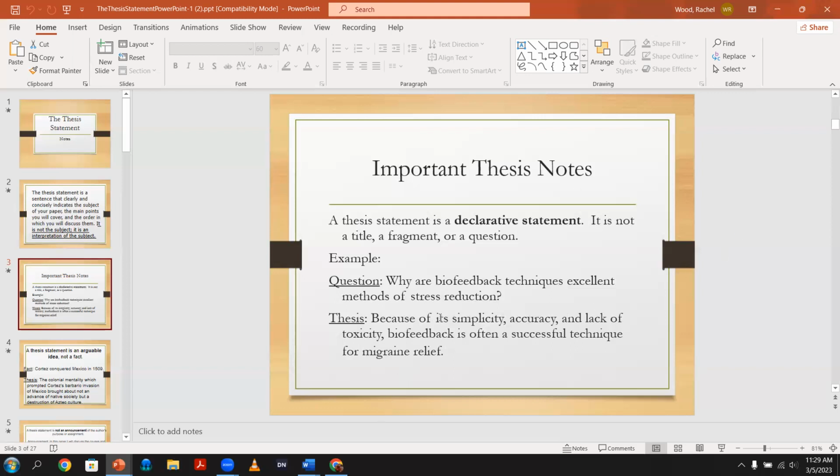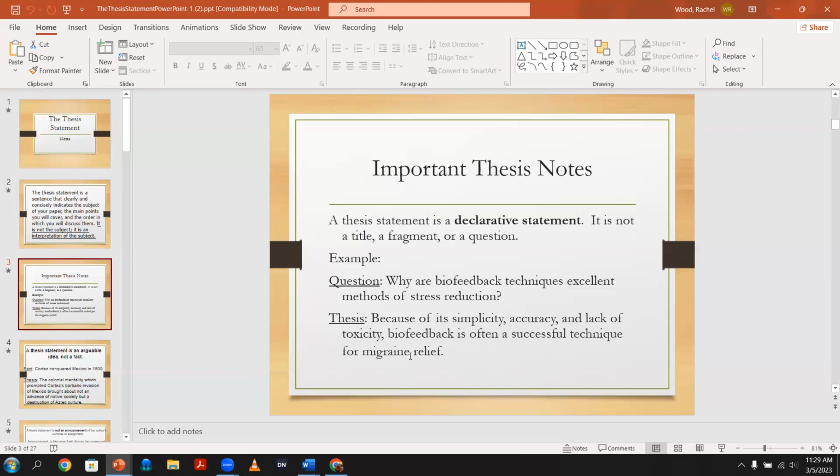It identifies that, so it could be reworded to be more clear, which is also one of the things that you'll be practicing this week. But certainly it tells me that it's simple, it's accurate, and it lacks toxins. And so those are the 3 areas that were going to be covered in the argumentative paper. And biofeedback is the topic.